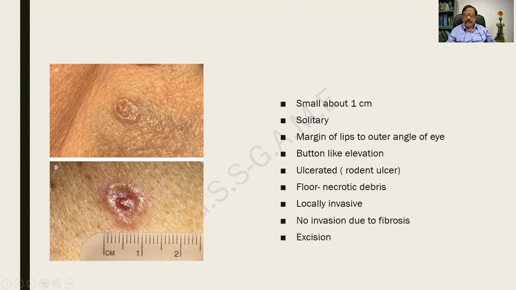In due course, there can be an ulceration and you find that it can be covered with necrotic debris. This is the floor of the ulcer covered with necrotic debris and hence the name rodent ulcer. It is locally invasive, but there is no distant metastasis because there is a surrounding fibrosis which prevents metastasis, and the treatment is excision.